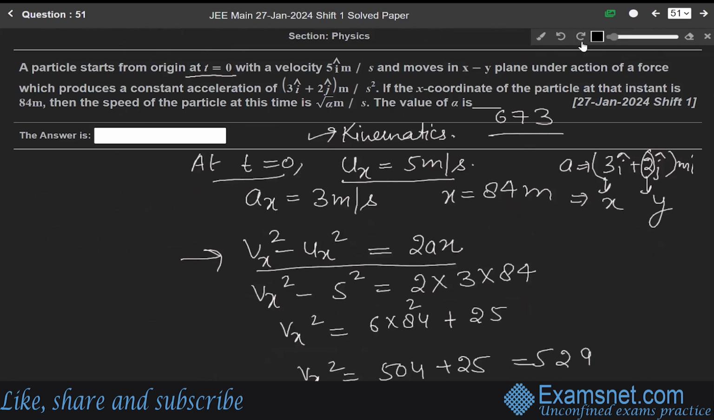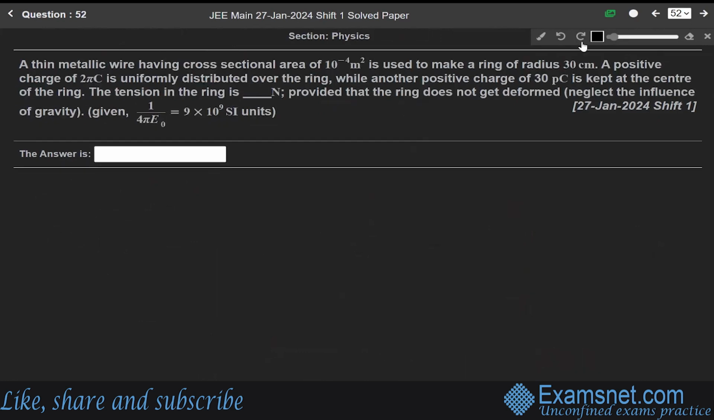Okay. Now next question, question number 52. This question says that a thin metallic wire having cross-sectional area of 10 to the power minus 4 meter square is used to make a ring of radius 30 centimeter. A positive charge of 2π coulomb is uniformly distributed over the ring, while another positive charge of 30 picocoulomb is kept at the center of the ring. The tension in the ring is dash Newton. We have to find the tension. Okay. This question is from the chapter of electrostatics.